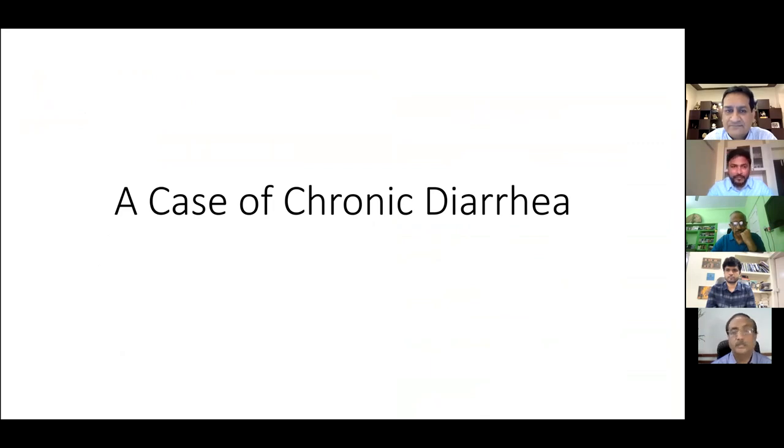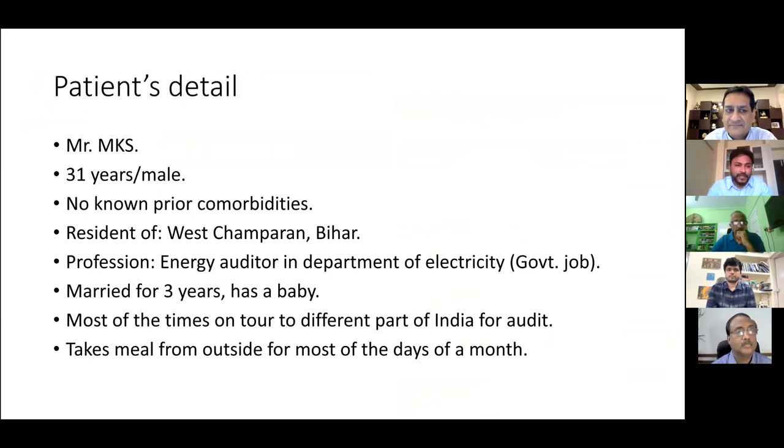So we have a very interesting case. I think after listening to Professor Makharia, we will be able to correlate well with this case. This gentleman, Mr. MKS, is a 31-year-old young male without any known prior comorbidities. He is a resident of West Champaran, Bihar. He is an energy auditor in the Department of Electricity, and he has to audit energy consumption. For that, he is out of town most of the days, traveling all over India. He has been married for the last 3 years and has a baby. As I said, he is most of the time out of town and consumes meals from outside home, that means from hotels where he stays.